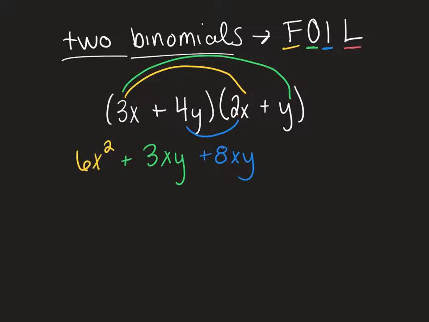And then finally we have our last. So we're going to take our last two terms. 4y times y will be 4y squared.